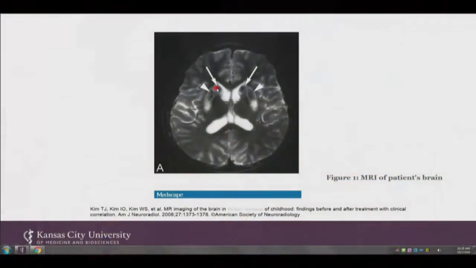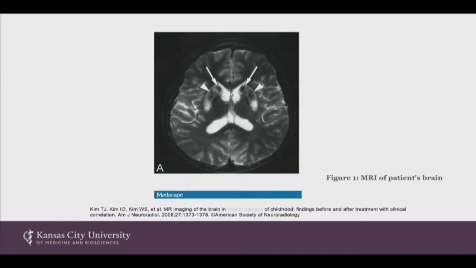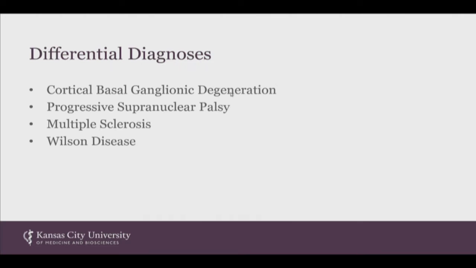patient. So if we look at this MRI image, we can see the basal ganglia, and normally in an MRI of a healthy patient, this would be completely white. However, we see these 4 darker regions, or hypodense or less dense regions, which are of concern at this time. So having considered what the patient has told us, our physical exam findings, and our initial lab findings, we move now to our differential diagnoses. These include cortical basal ganglionic degeneration, progressive supranuclear palsy, multiple sclerosis, and Wilson's disease.